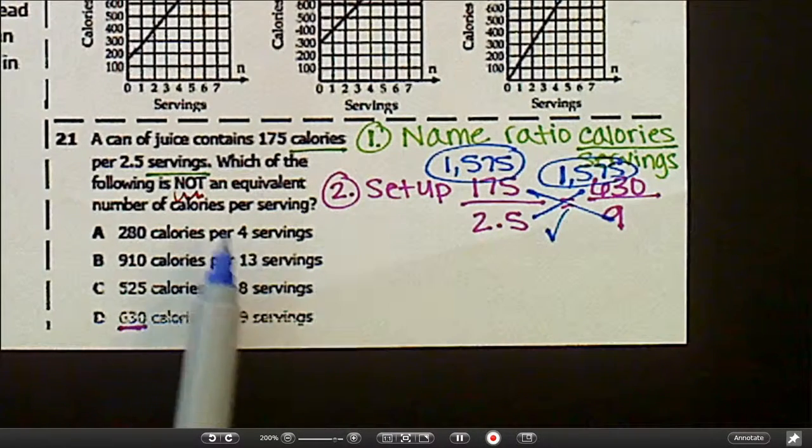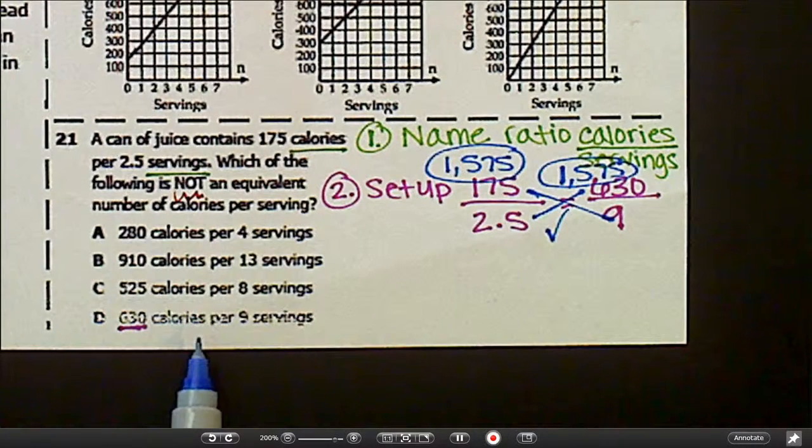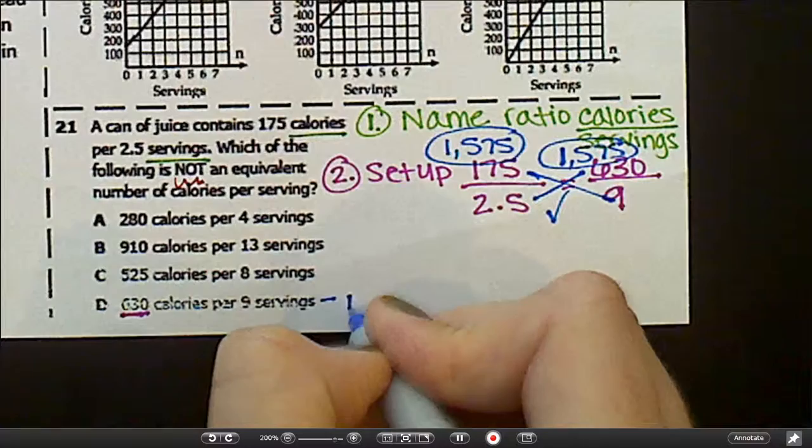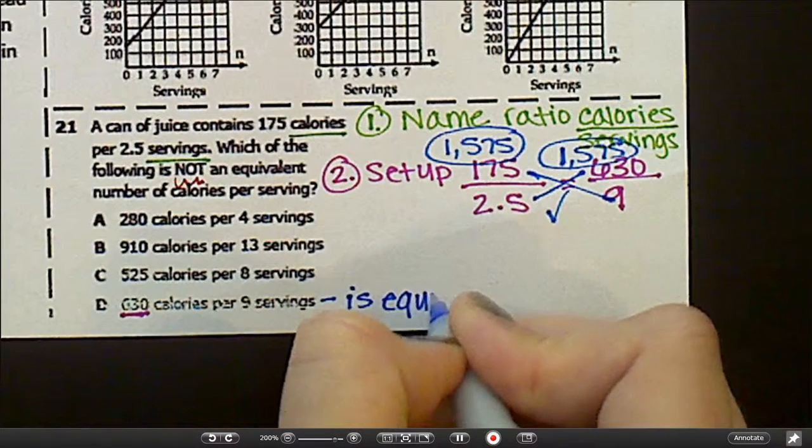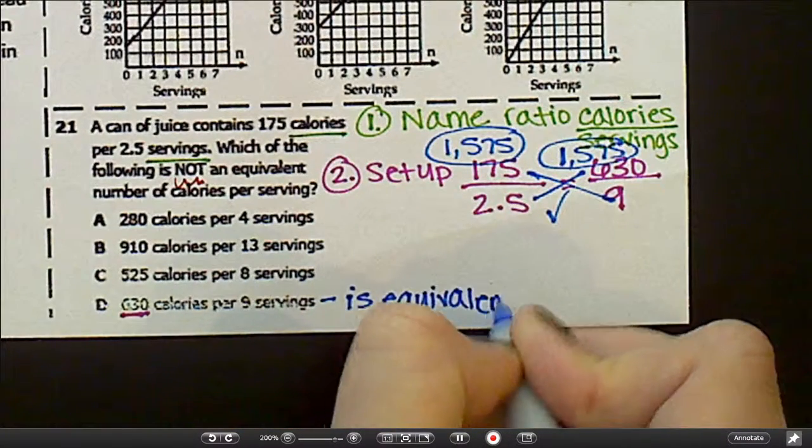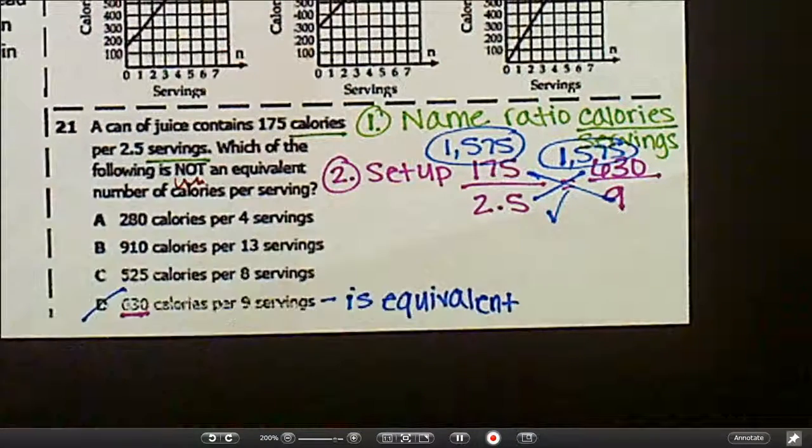The question, though, does not say which one of the following answer choices is equivalent. It says which one is not equivalent. So this one is equivalent, or it is proportional. So bye-bye answer choice D.